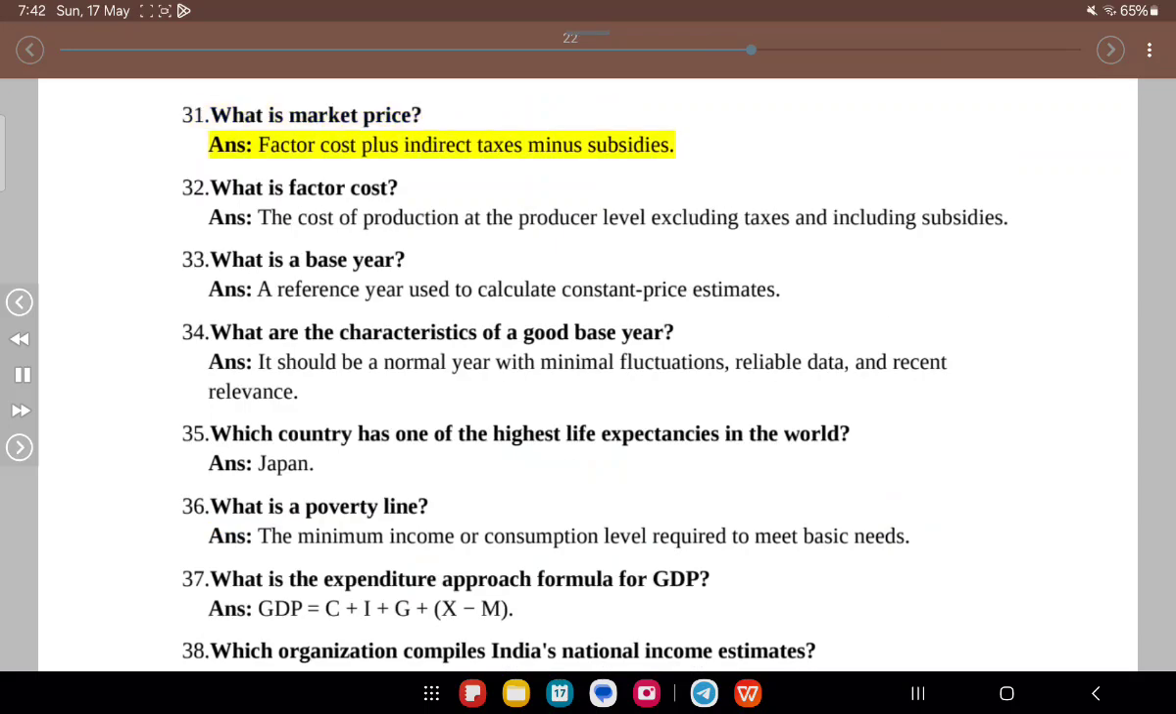31. What is market price? Ans. Factor cost plus indirect taxes minus subsidies. 32. What is factor cost? Ans. The cost of production at the producer level excluding taxes and including subsidies. 33. What is a base year? Ans. A reference year used to calculate constant price estimates.